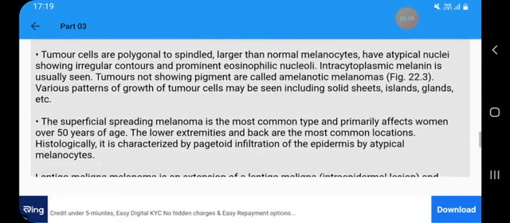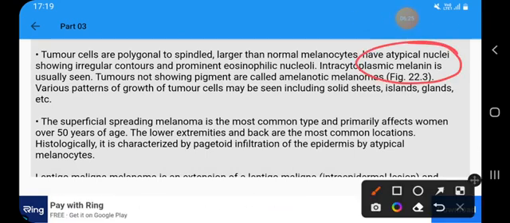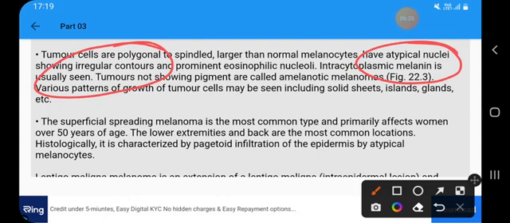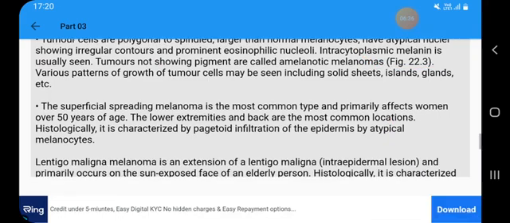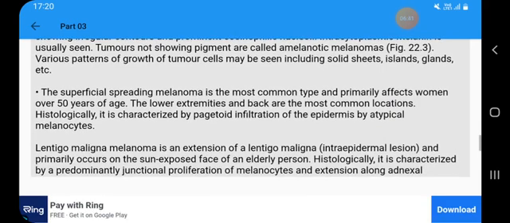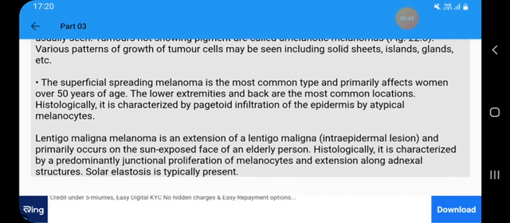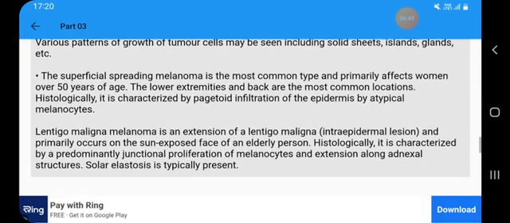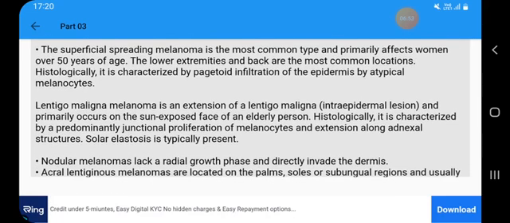Tumor cells are polygonal to spindle, larger than normal. Melanocytes have atypical nuclei showing irregular contour and prominent eosinophilic nucleoli. Intracytoplasmic melanin is usually seen; tumors not showing pigment are called amelanotic melanomas. Various patterns of growth of tumor cells may be seen, including solid sheets and solid glands. The superficial spreading melanoma is the most common type.